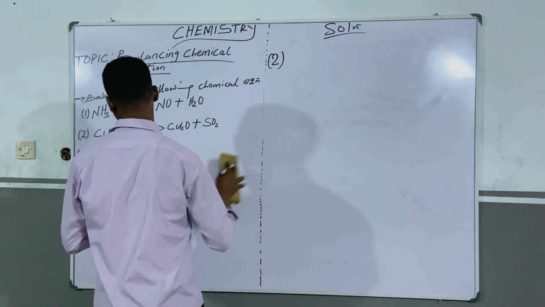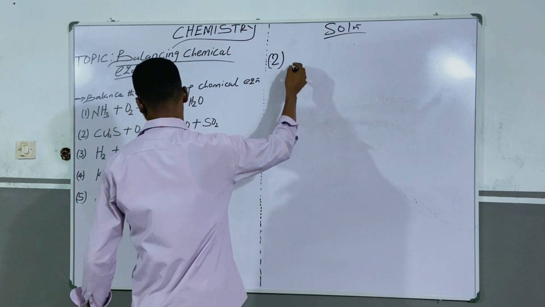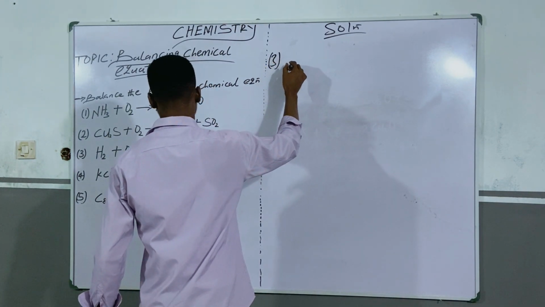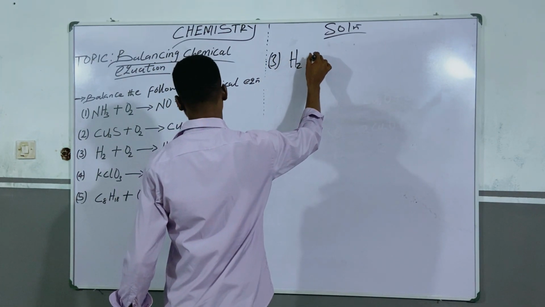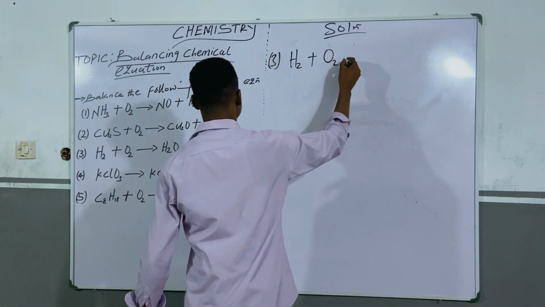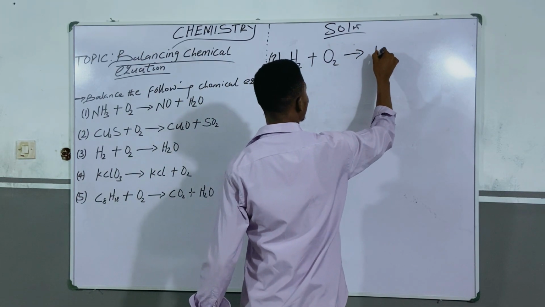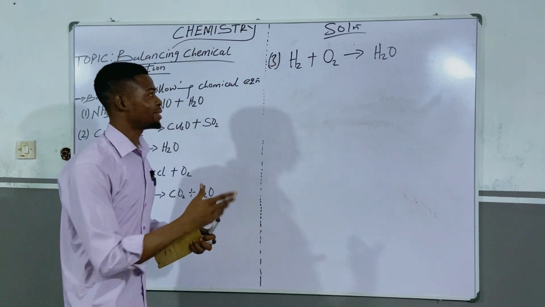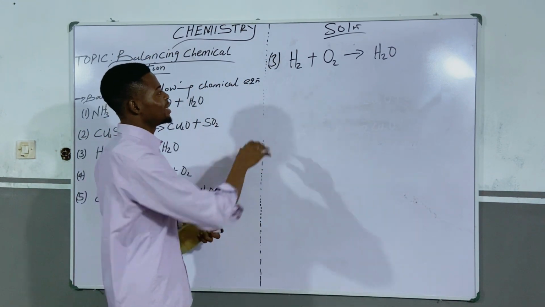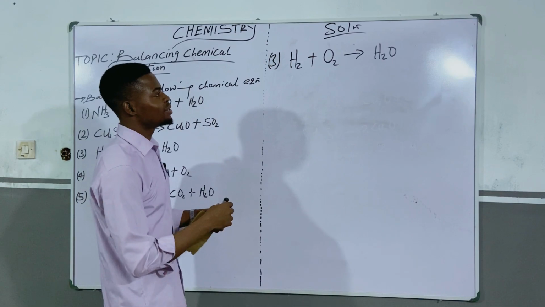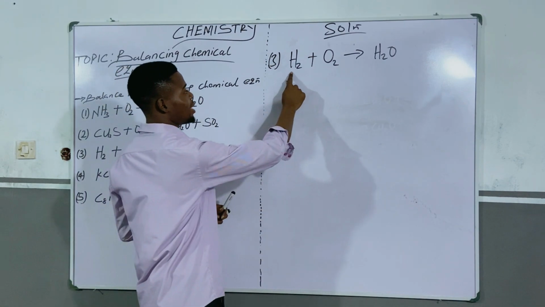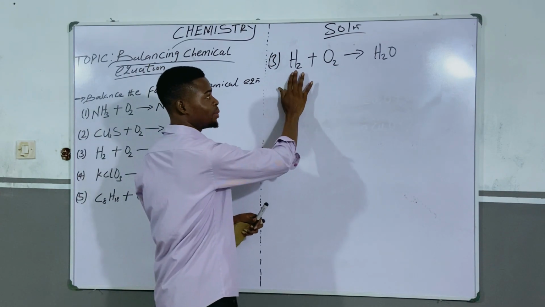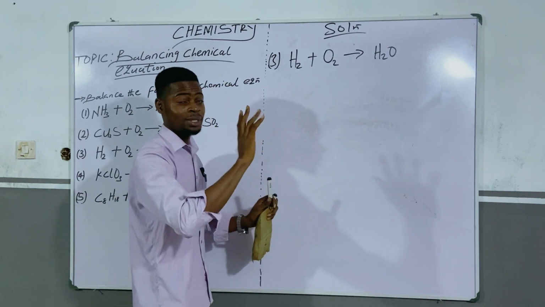In question number 3, we have hydrogen reacting with oxygen to give us H2O, that is water. Okay, this is a simple equation, but let's do it. Let's do our normal atomic count. We have 2 hydrogen here and 2 hydrogen here. Hydrogen is balanced.